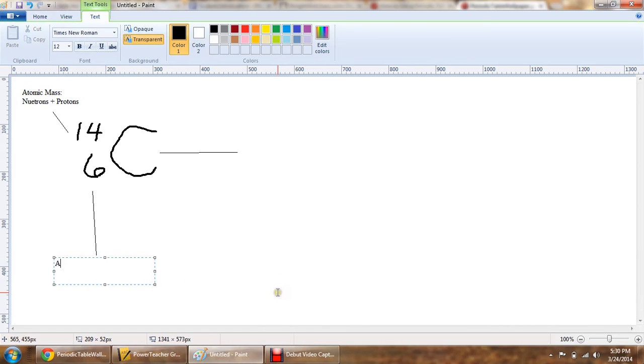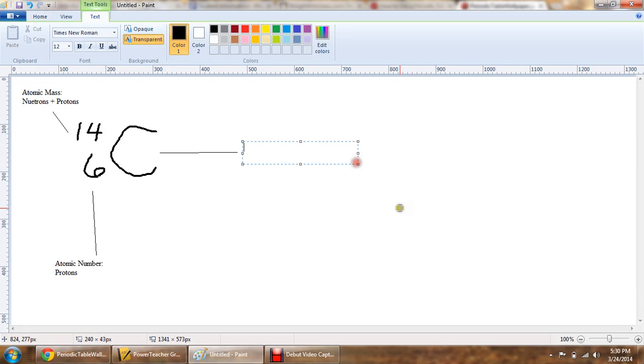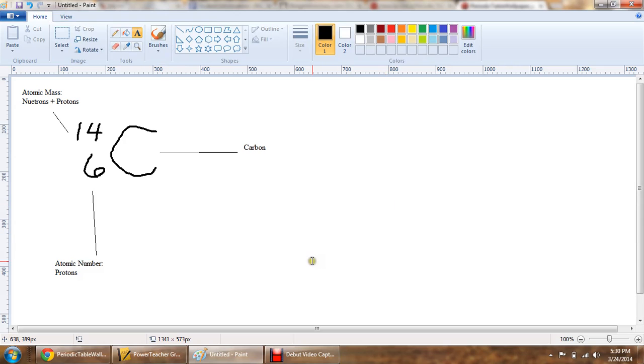Over here is the atomic number. The atomic number is unique for every single element. So carbon is the only element with 6 protons. Anything that has 6 protons must be carbon. If it has less than 6 or more than 6, it is no longer carbon and something else. We see here the C. This is the element's abbreviation, carbon.